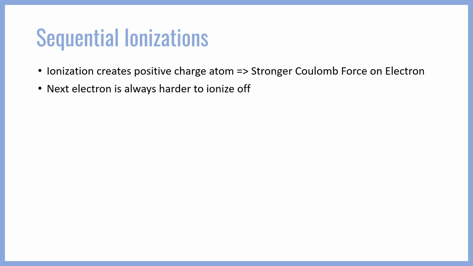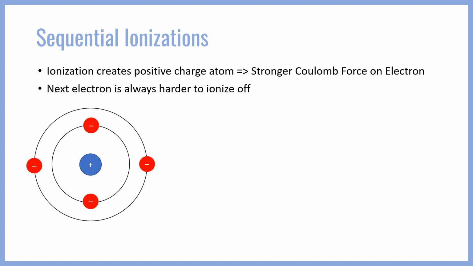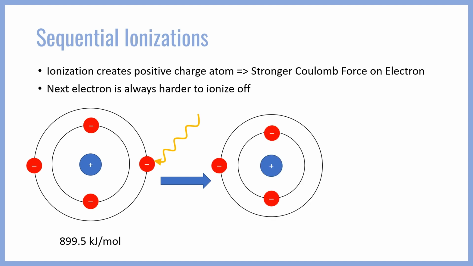As a result, the next electron is always going to be harder and harder to ionize off than the previous electron. For example, if we look at beryllium, which is represented by this Bohr model below, its first electron will come off relatively easily with an input of energy. Its first ionization energy is around 900 kJ per mole. However, due to the creation of a net positive charge, if we move now towards the Bohr model for the Be plus ion, its next electron is going to be much harder to take off. This time, the ionization energy, or the input of this yellow squiggly here, needed is going to be around 1757 kilojoules per mole, almost a twofold increase from the first ionization energy.